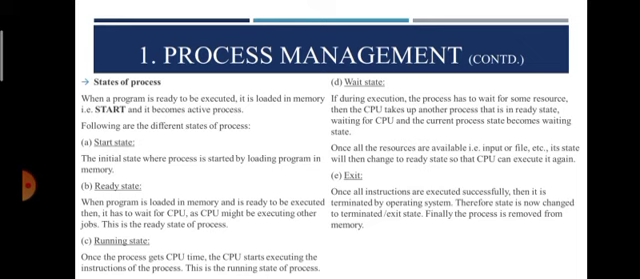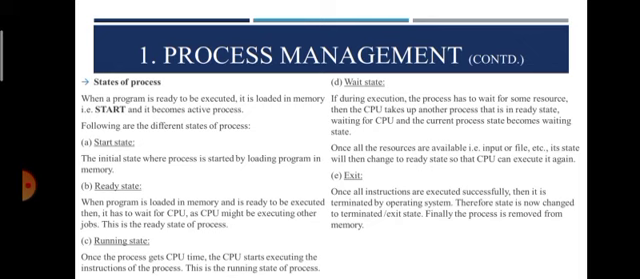Ready state. When the program is loaded in memory and is ready to be executed, it has to wait for the CPU, as the CPU might be executing other jobs. This is the ready state of a process. In short, the job is ready to be executed and is waiting for the CPU to complete its previous job and attend to this job. So this is known as the ready state. The program which has been loaded into the memory is waiting for the CPU to execute it.